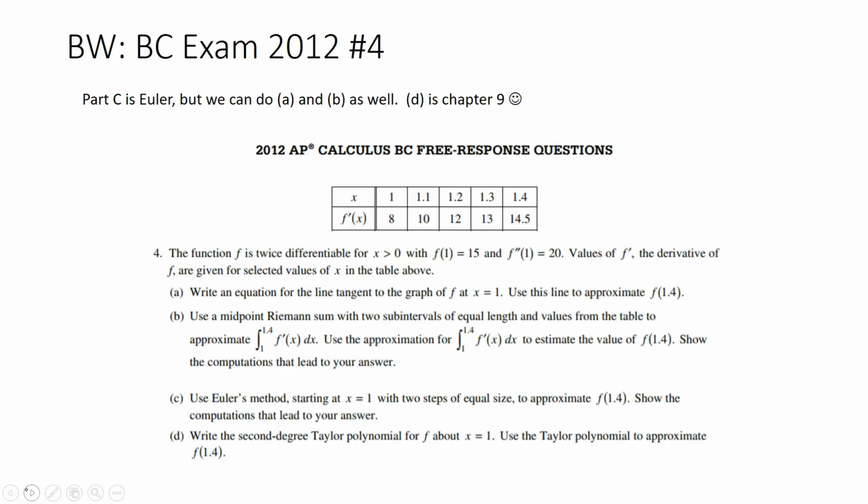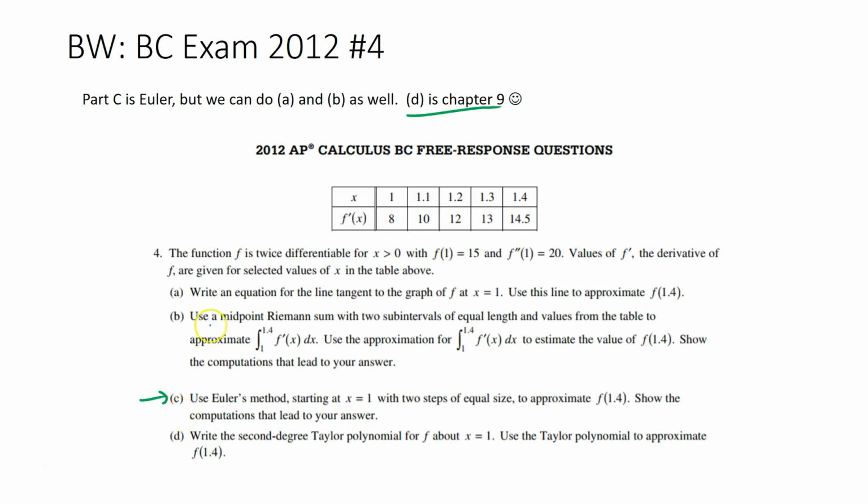We can't do D yet. D is from chapter 9. We have that to look forward to. It's a good problem, but we don't have to do it for now. So feel free to give this a shot, and then we'll try it together. All right, so I'll kind of go through each part of the problem, but C is the part that I really want to make sure that we focus on. So if you want to skip to that part, you can.